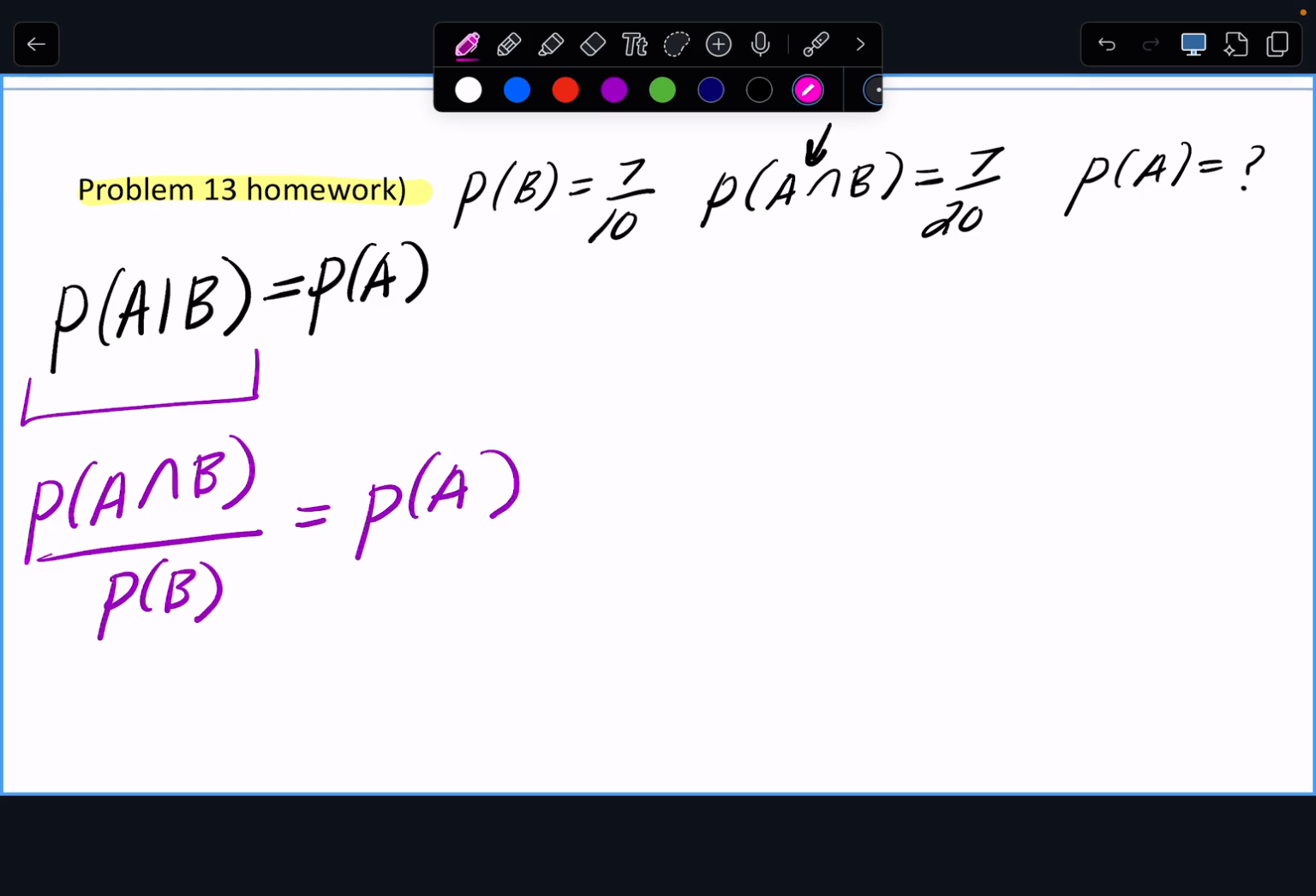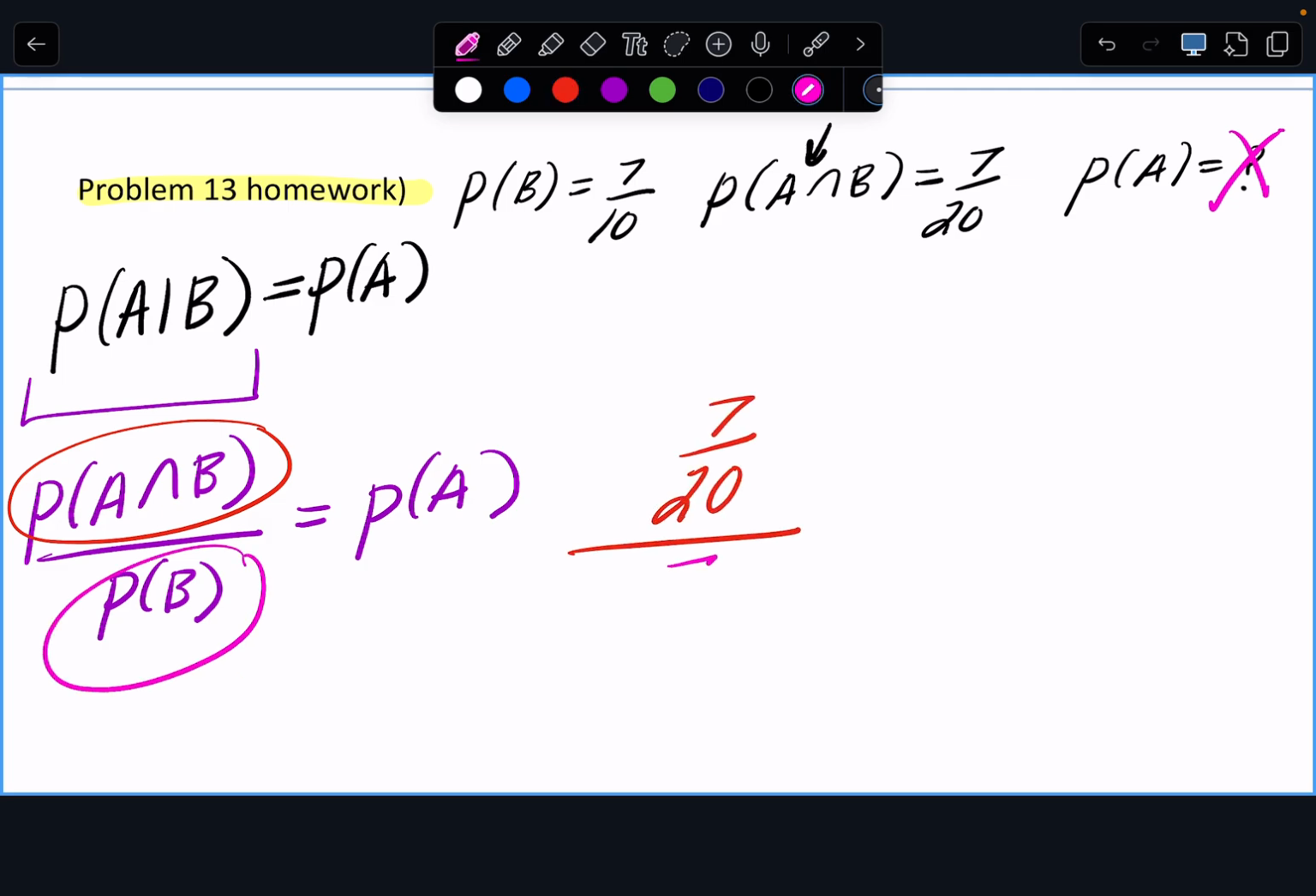So looking at the information, our X this time is P of A. So let's fill in the dots. Do we know this piece? Yeah, 7/20 divide. Do we know this piece? 7/10. And then we have equals X. We didn't even have to solve then. Like literally now just type that into your calculator. Like X is alone.